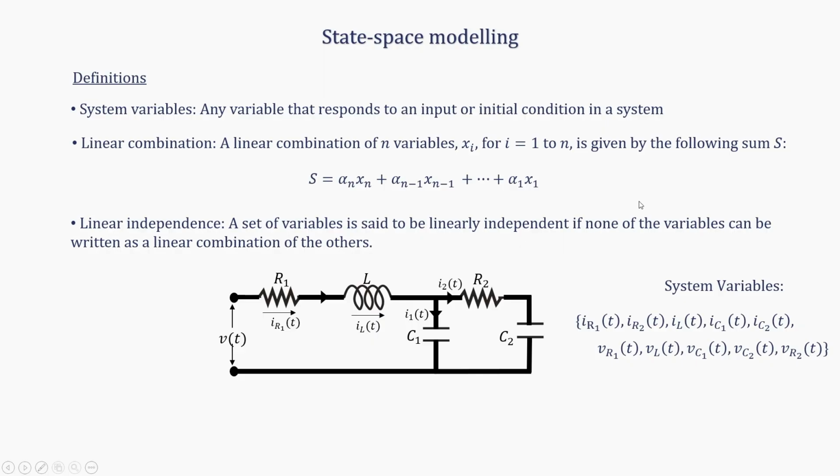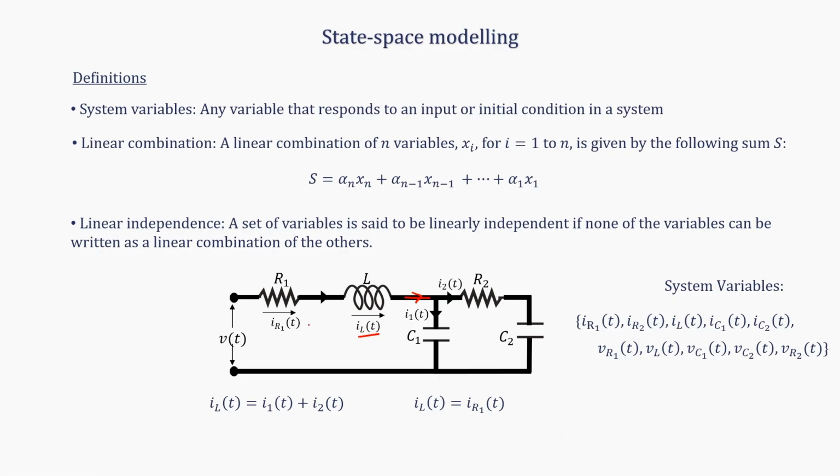Let us say we have this RLC circuit. We had already seen that these are the system variables. Notice that in this RLC circuit, IL is equal to I1 plus I2, because the current through this inductor is nothing but I1 plus I2. So if I know I1 and I2, I will know IL. In this case, these three variables IL, I1 and I2 are not linearly independent. They are linearly dependent because IL can be written as a linear combination of I1 and I2.